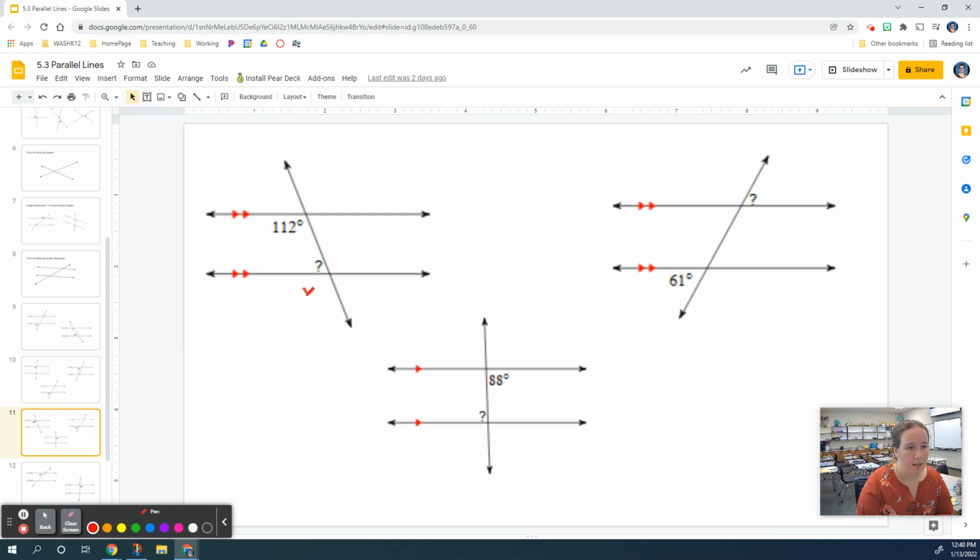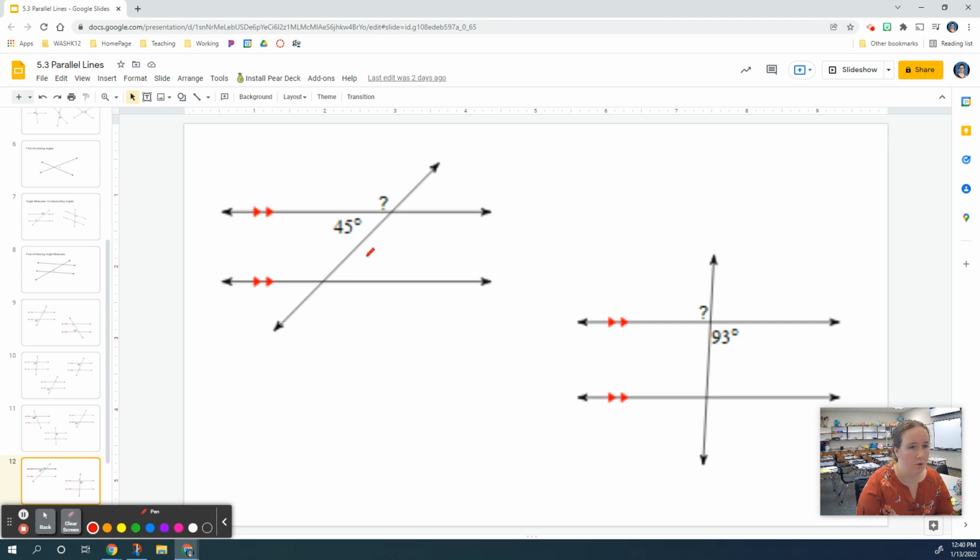Here, if I slide this one down, then I know that these two need to add to 180. So 180 minus 112 gives me 68 degrees. Here, if I slide this one down, and then it's across, this one would be 88. Here, if I slide it up, and then reflect it across, 61 degrees.